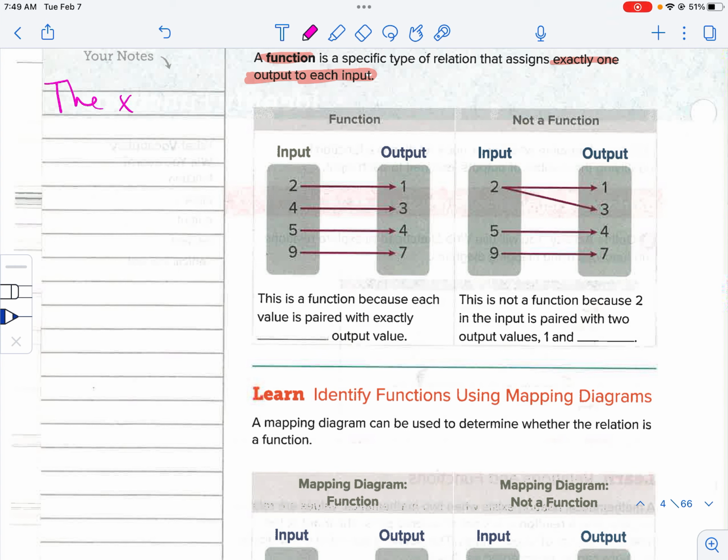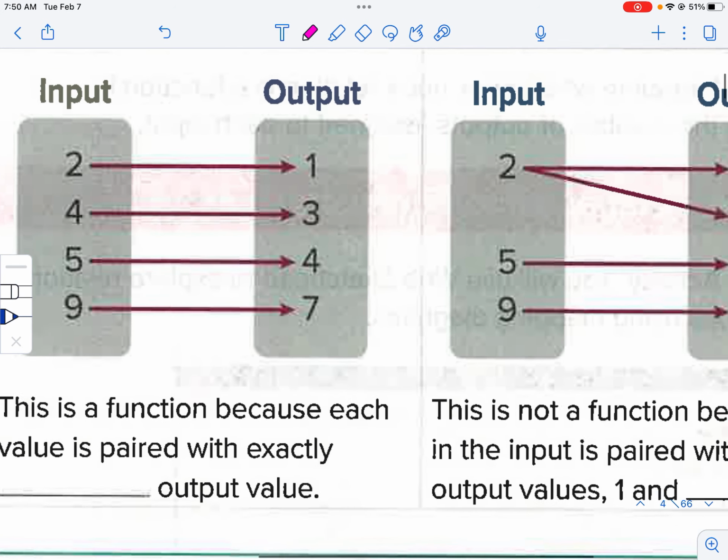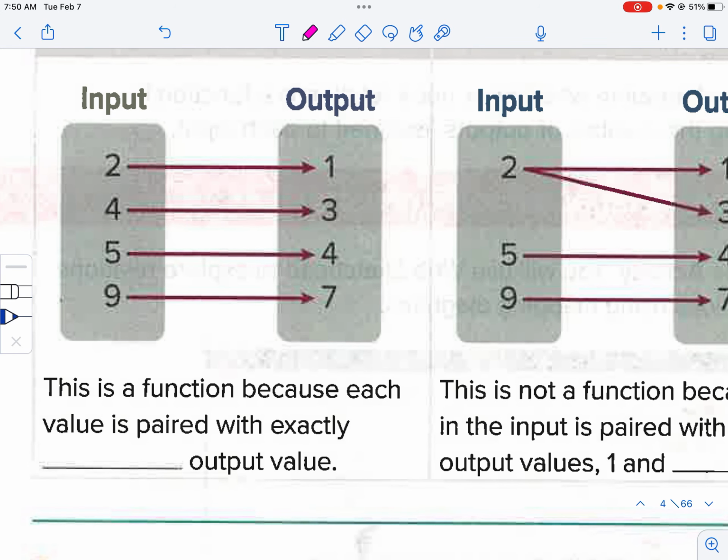The x value can only go to one y value. So if I look at this, 2 only goes to one output. 4 only goes to one output. 5 only goes to one output. 9 only goes to one output.